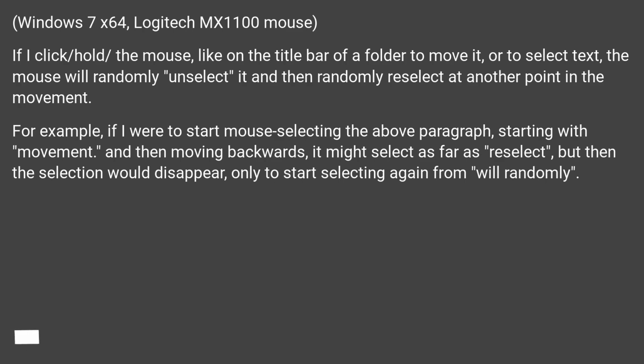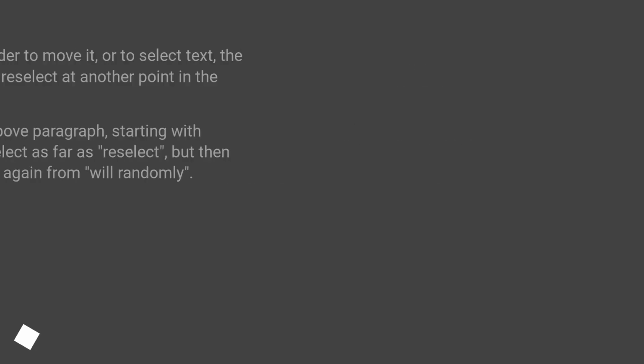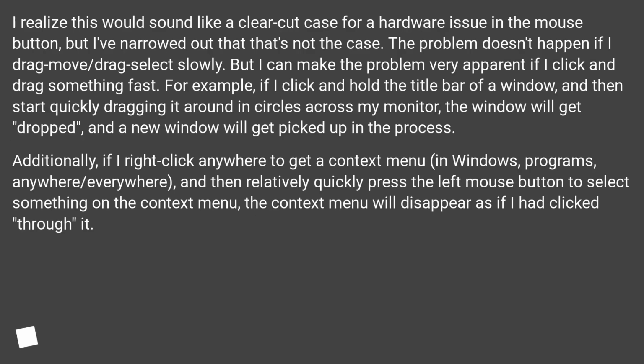For example, if I were to start mouse selecting the above paragraph, starting with movement, and then moving backwards, it might select as far as I could, but then the selection would disappear, only to start selecting again randomly. I realize this would sound like a clear-cut case for a hardware issue in the mouse button, but I've ruled out that that's the case.